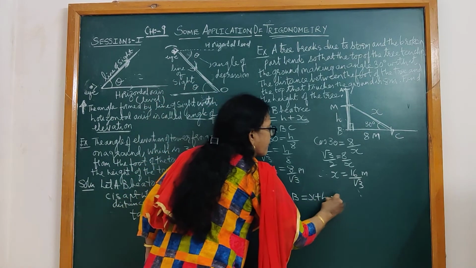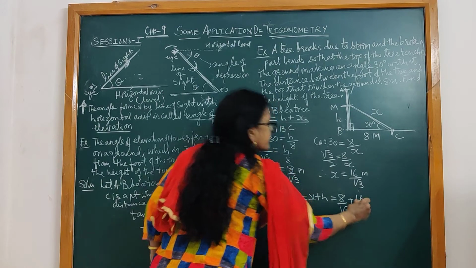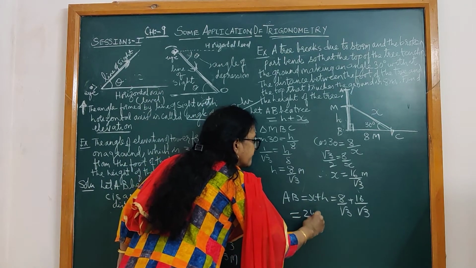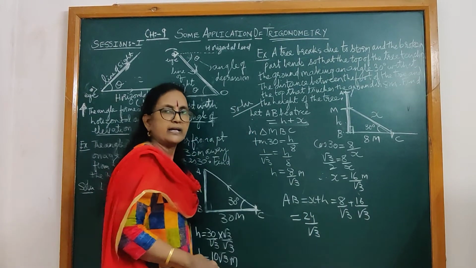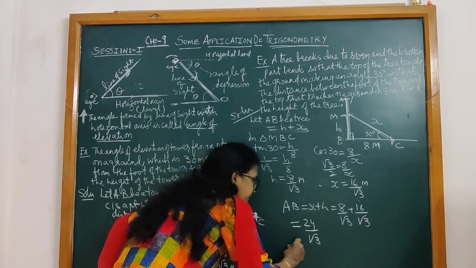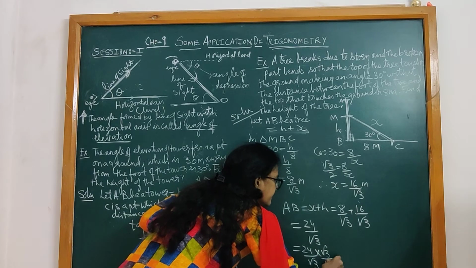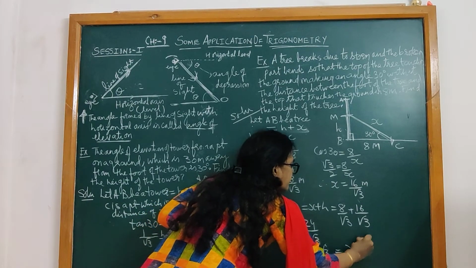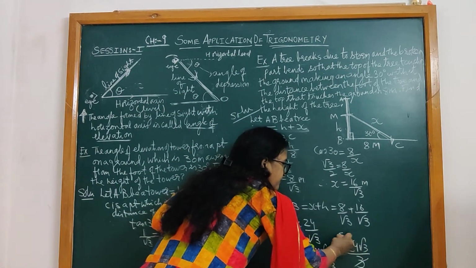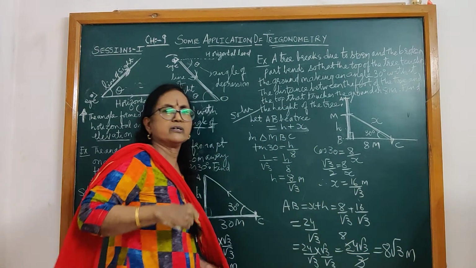That is 8 upon root 3 plus 16 upon root 3. Both we will add, denominators are same. So directly you can write down, it will become 24 upon root 3. Again, we have got root 3, so we will rationalize it. That is 24 upon root 3 into root 3 upon root 3. That will become 24 root 3 upon 3. Root 3 will be 3, that is 8. So you will get 8 root 3 meter, that is the height of the tree.